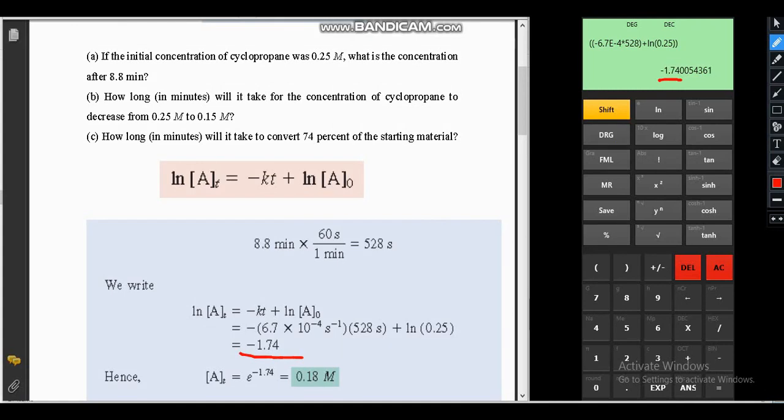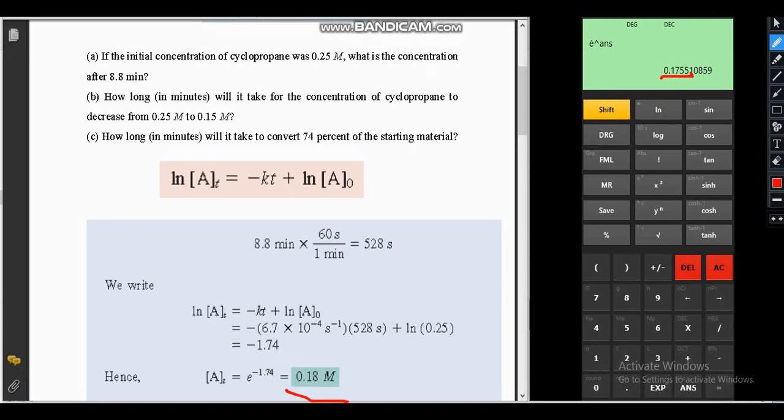Now we need to find the exponent of this, which is the opposite of the natural log. On the calculator, the opposite of the natural log is shift E, to the power of the answer that we have now. It will give us 0.178, which is the one we have here.